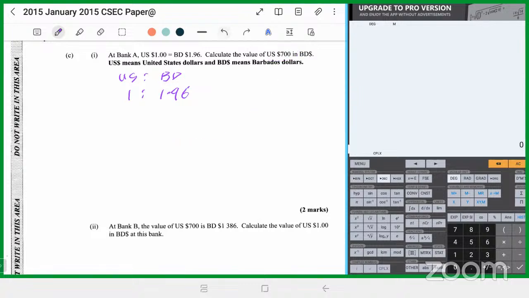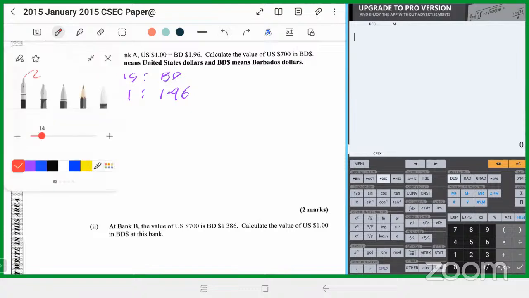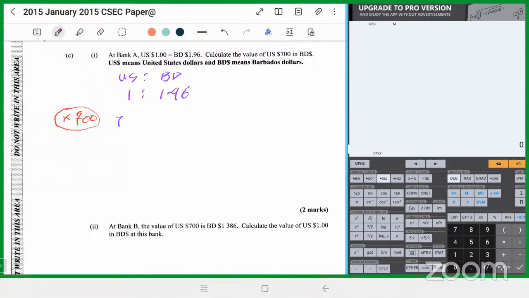So what do I do? I simply multiply the ratio by a value that will make this side become 700. Obviously, that's 700. When I multiply the ratio by 700, the US side becomes 700, which is what I'm trying to find the equivalent Barbados dollars for. So I multiply this side by 700 to get 700 US dollars, and I multiply this side by 700 as well. So it is 700 times 1.96.